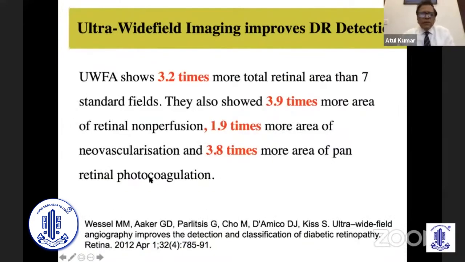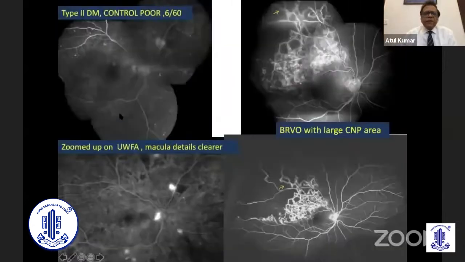It's been reported and well documented, which I'm showing in this particular slide, that ultra wide field angiography actually picks up more retinal area. It shows more areas of non-perfusion in the early phase, and probably also more areas of neovascularization. And this is all documented in the article which was published in Retina in 2012. This is well known. So this is a patient with a montage taken on a standard 50-degree fundus camera with the fluorescein angiography done.